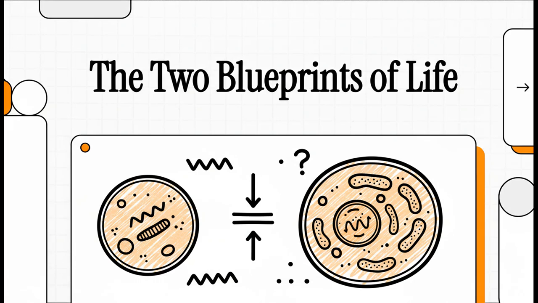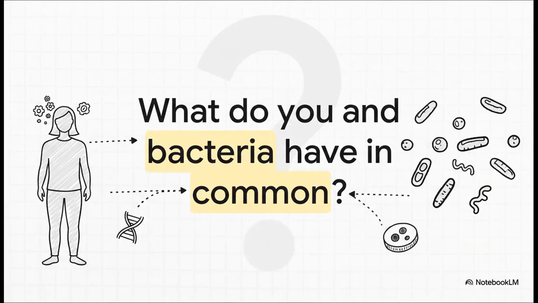Hey, welcome. Today we are diving deep into something absolutely fundamental, the two basic blueprints that every single living thing on Earth is built from. You, me, the plants outside, the bacteria you can't even see, it all comes down to two designs. Let's get into it. So, let's just start with a kind of weird question.